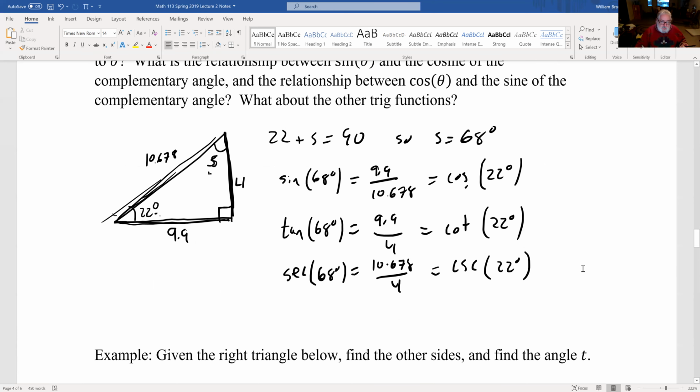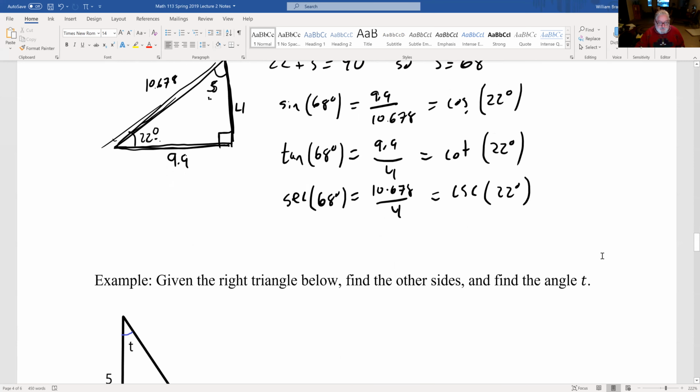If you have a right triangle, the sine of one of the angles is the cosine of the other angle. The tangent of one angle is the cotangent of the other angle. The secant of one angle is the cosecant of the other angle. The co stands for complementary functions. These are also called cofunctions: cosine, cotangent, cosecant.